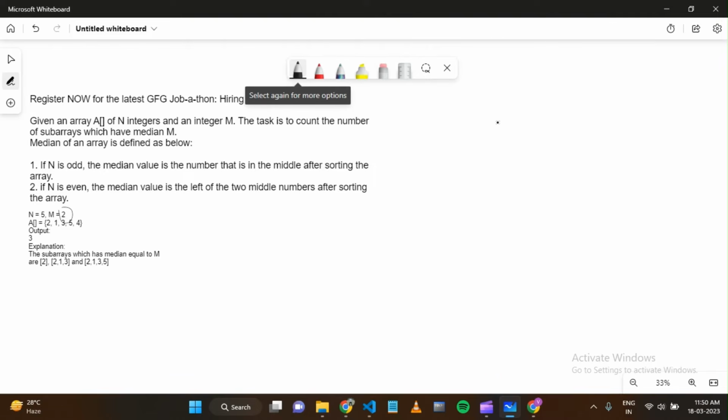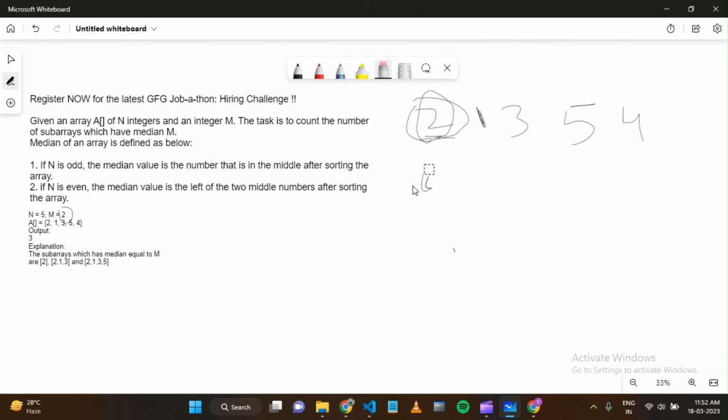As the array is given, 2, 1, 3, 5, 4, we will take the number 2 and set it as 0. What will the approach be? If we have the element 2, we will place the elements lesser than 2 on the left hand side, and the elements greater than 2 on the right hand side.